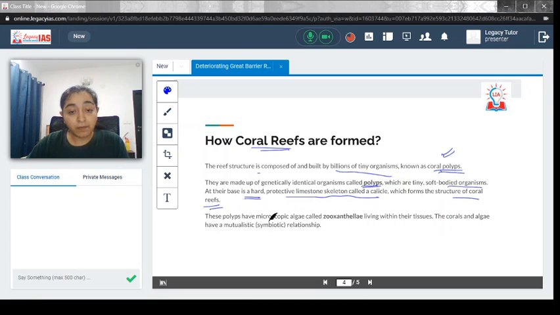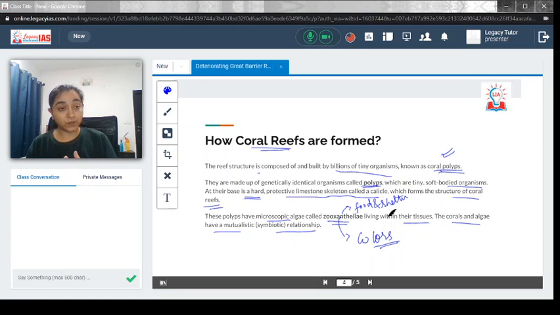These polyps have microscopic algae known as zooxanthellae living within their tissues. The corals and the algae have a mutualistic or symbiotic relationship. Basically, the zooxanthellae provide color to the coral polyps and the coral polyps provide it with food and shelter. This is the mutual relationship between the coral polyps and the zooxanthellae, and it is this mutual relationship which leads to the formation of such colorful coral reefs. So this is how the coral reefs are formed.